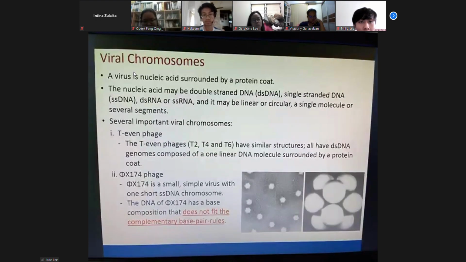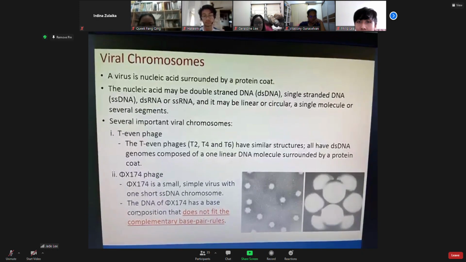How about the phi X 174 phage? It's very small, a simple virus with a short single-stranded DNA chromosome, and it has a base composition that does not fit the complementary base pair rules. So viral pun ada chromosome dia sendiri.